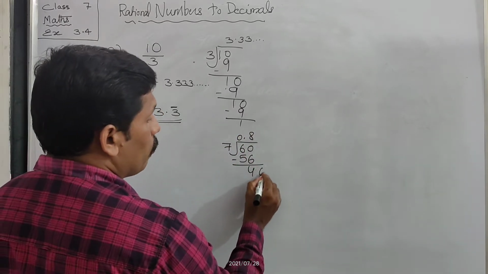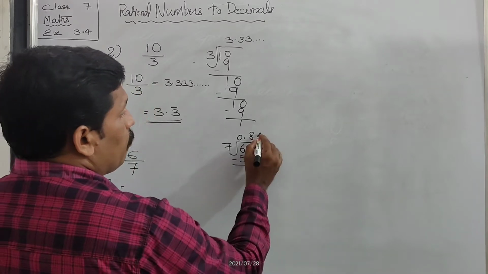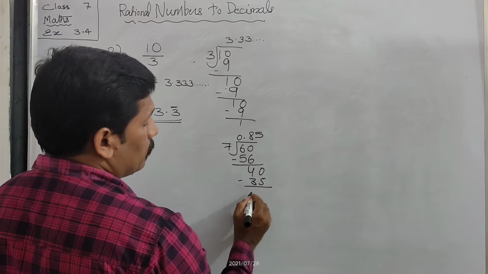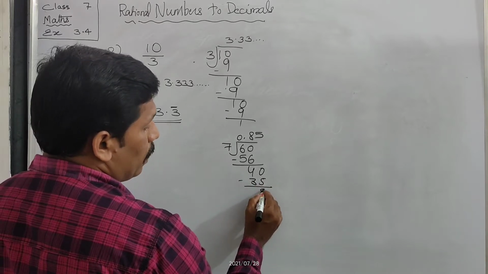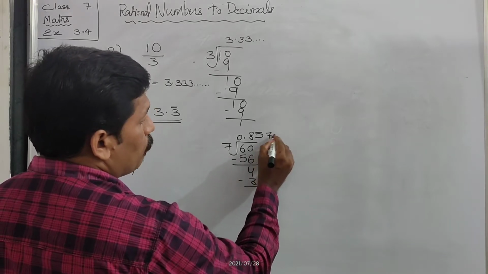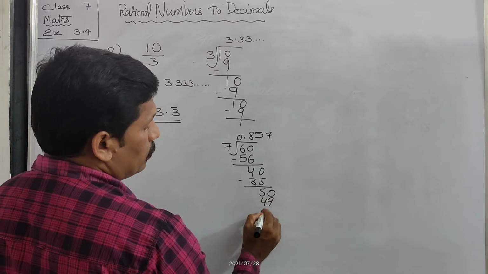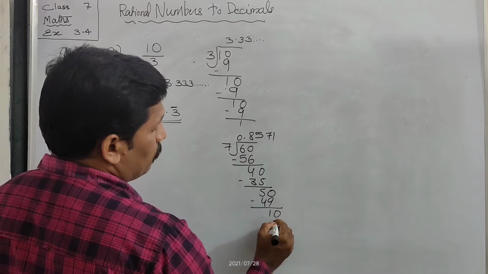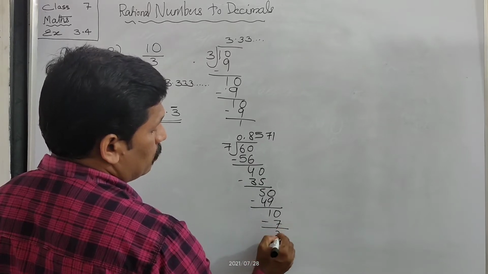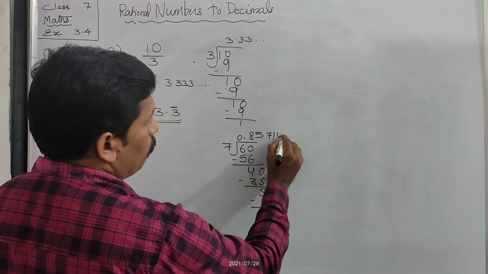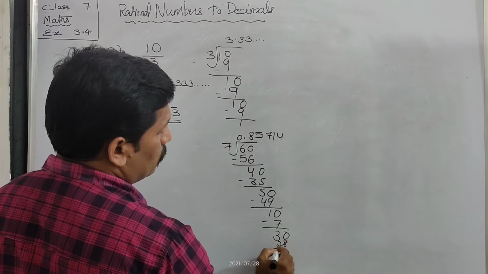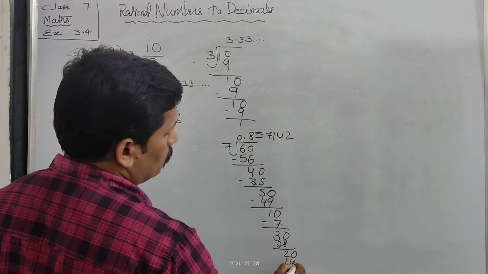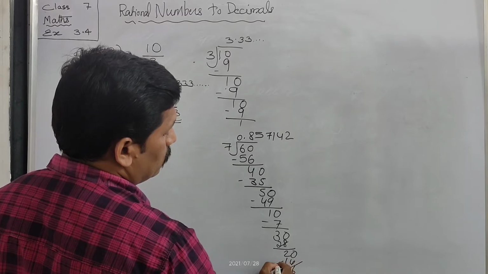Then we get 4, 40. 7 5s are 35. Then we again subtract, 5, 50. 7 7s are 49. Remainder 1, 10. 7 1s are 7. 3, 30. Then 7 4s are 28. Again 20. 7 2s are 14. Again 6.